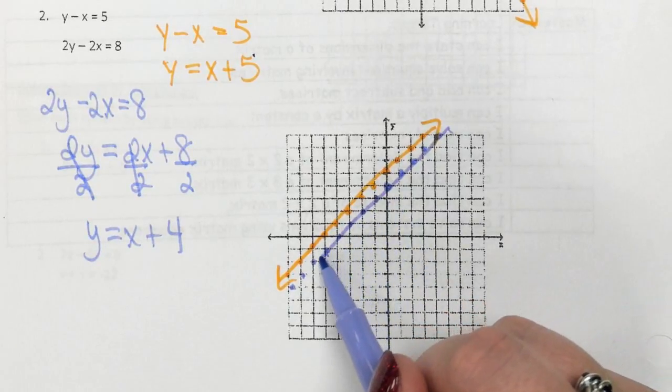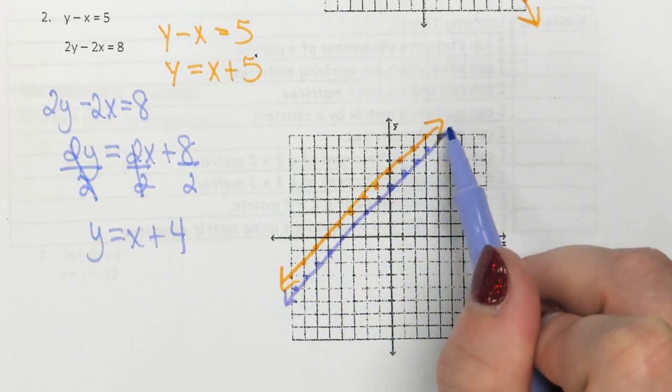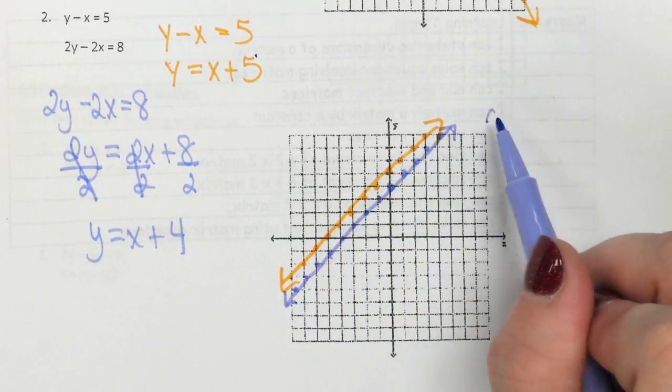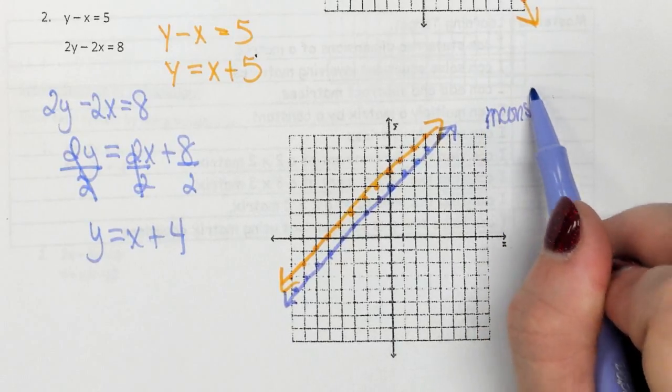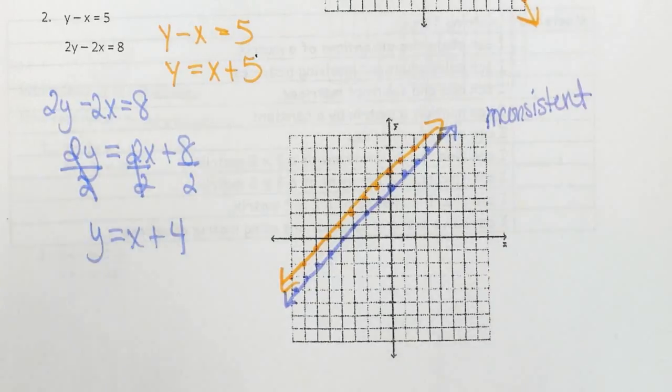And they are indeed parallel, Jared. Very good. So what do we call that? Inconsistent. Very good. And just like when we did functions, if it was not a function, you were done. If it's not consistent, you're done. You don't name anything else.